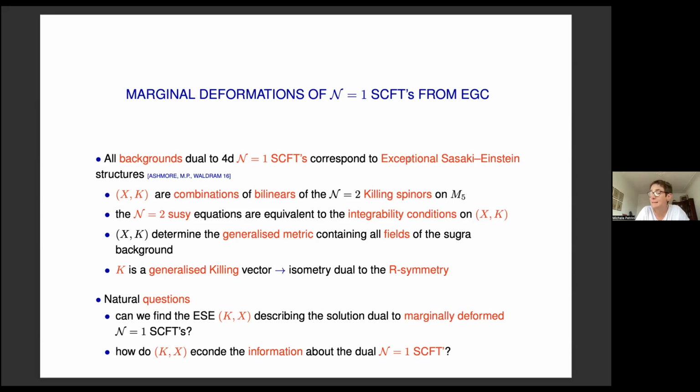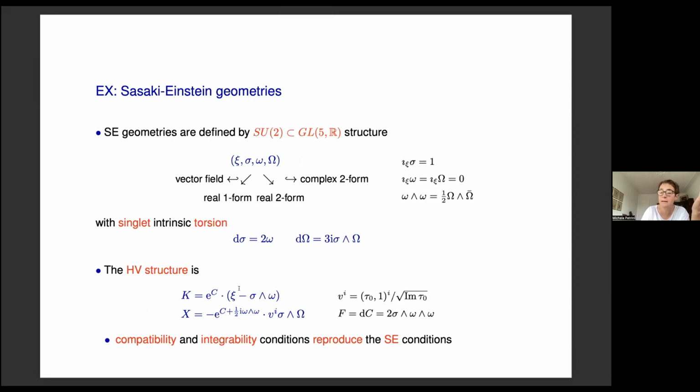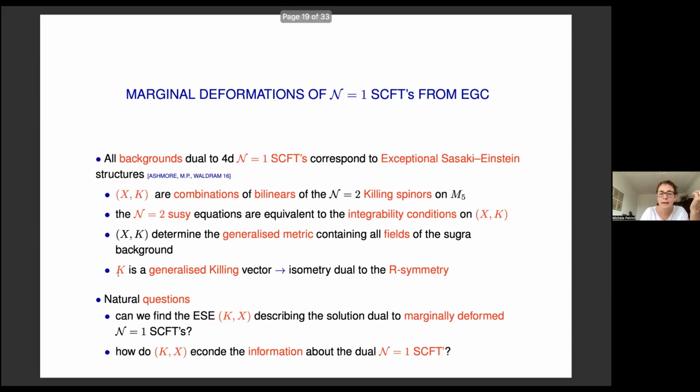And exactly as we can do with the Sasaki-Einstein, the X and K can give us essentially all the physical fields of the solution via a generalized metric. But we will not use this, and I will not deal more with that. One thing is that if we have this generalized metric, which contains all the fields of the solution, and we act with the derivative along K, we see that this is invariant. So this tells us that K is a generalized Killing vector. And actually it's not a surprise, K contains the vector. This generates the isometry, which is dual to the R-symmetry.